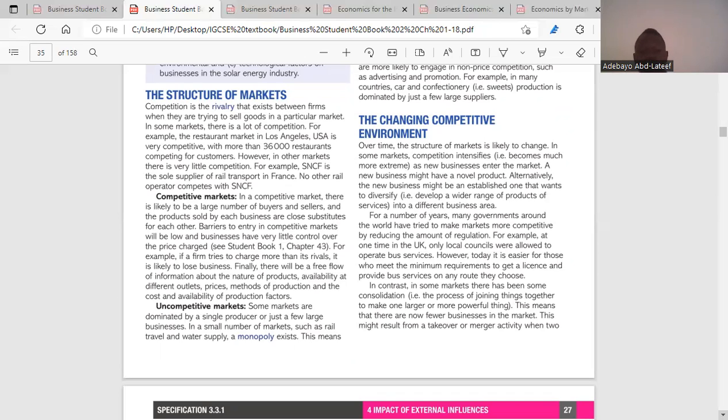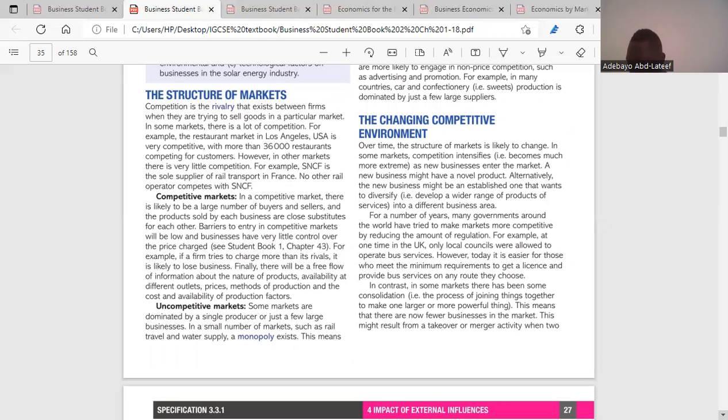So in the market, we have competitive market and uncompetitive market. So what does a competitive market mean? Competitive markets are markets that have large numbers of buyers and sellers of products. And these products will be what? Close substitutes. So a competitive market is a market that has large numbers of buyers and sellers. That means they sell homogeneous products or substitute products.